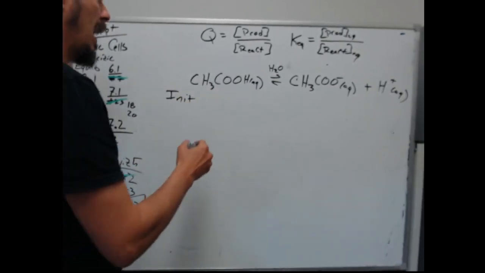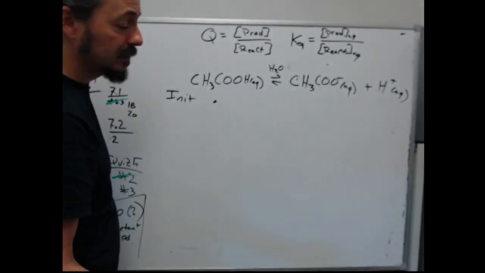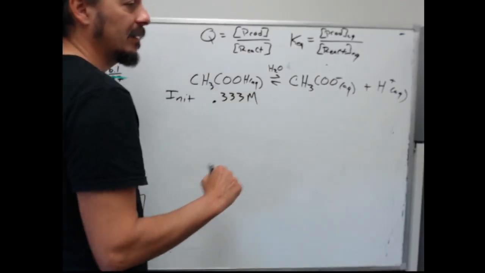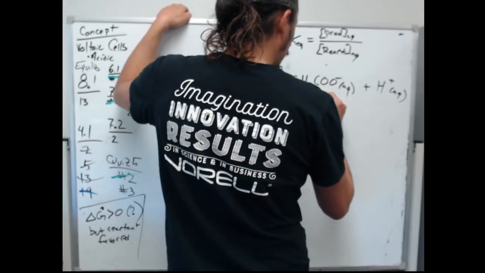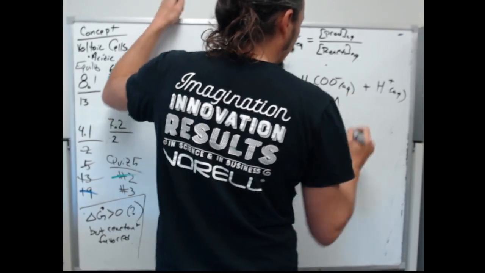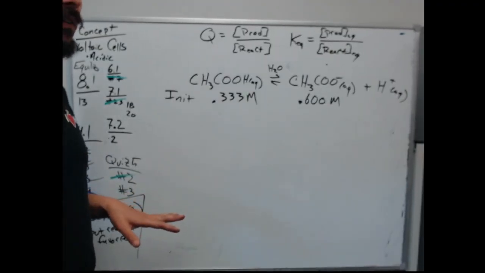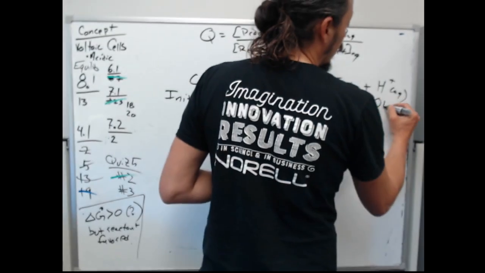What's your favorite number? 3. Let's say we've got 0.333 molarity acetic acid. What's your favorite number? 6. Let's say we've got 0.600 molarity of acetate anion. Do we want all 3 things present? Let's start with H plus being 0 molarity.